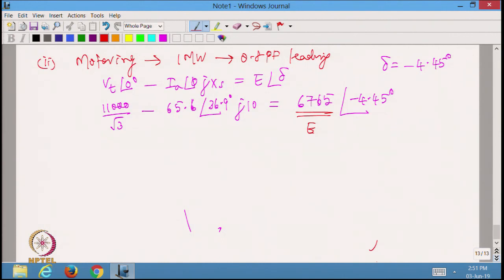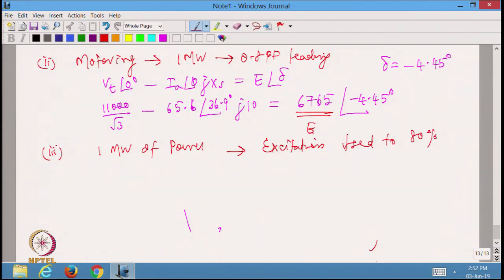Okay? Now, in this case only these two are asked. In the third case, still we are going to have 1 megawatt of power, but excitation is decreased to 80%. Previously excitation was 100%. Now excitation is 80%. Now what is being asked is what is E, what is delta, what is the power factor, what is I. Everything is being asked.